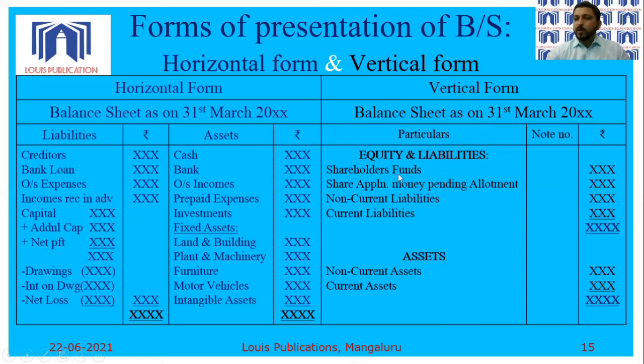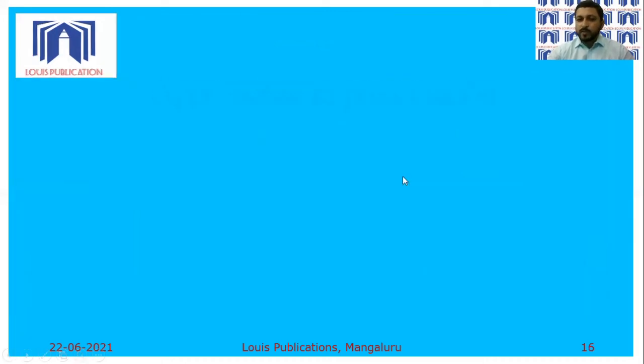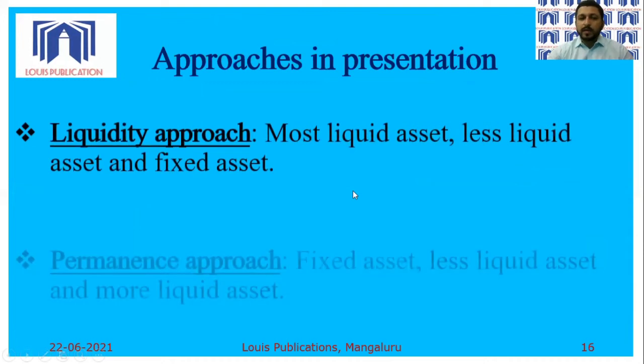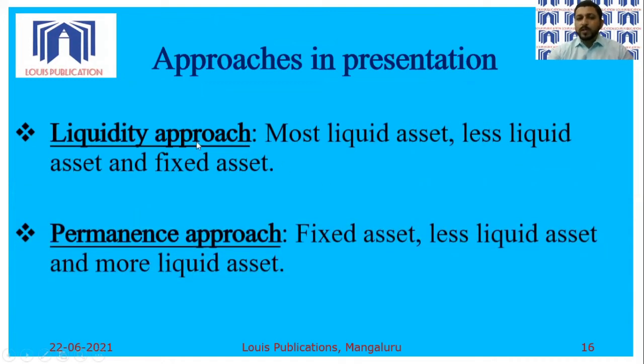You record shareholders' funds, share capital. That is the most permanent liability, a fixed liability that we have, and it is recorded first. Current liabilities are recorded last. So horizontal form is prepared under the liquidity approach, whereas vertical form is prepared under the permanence approach. That means permanent assets and liabilities, fixed assets and share capital, are recorded first. These are the two approaches that we have, the liquidity approach and the permanence approach. Usually, for all small businesses, we follow the liquidity approach, and for all big businesses, especially companies, where we follow the vertical form of balance sheet, we follow the permanence approach.